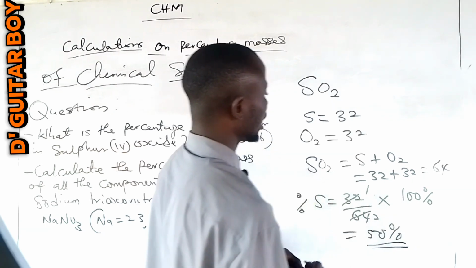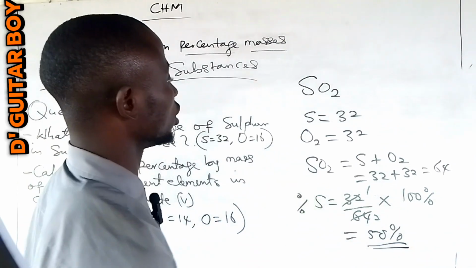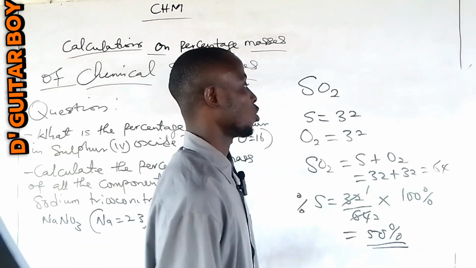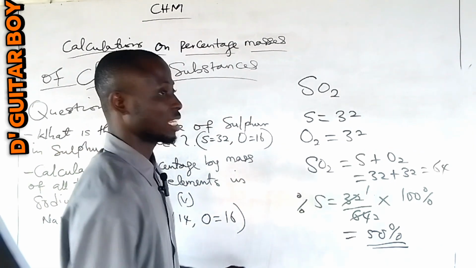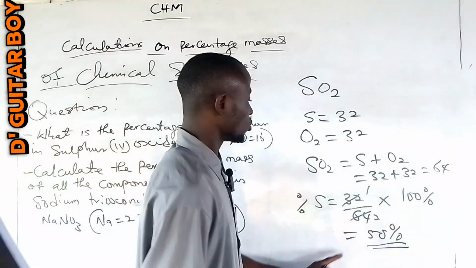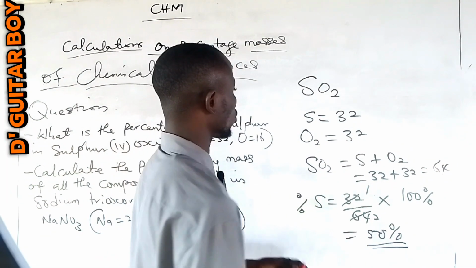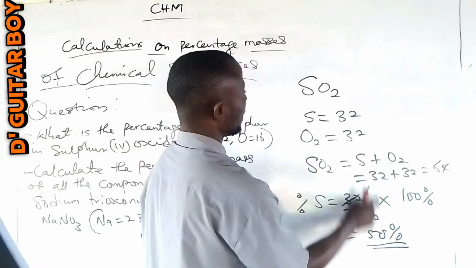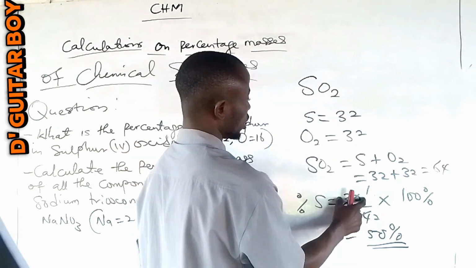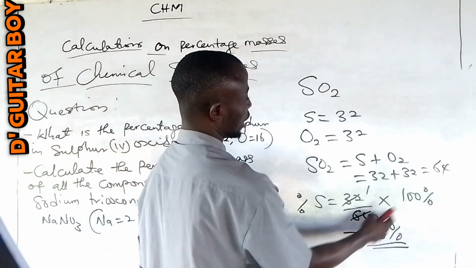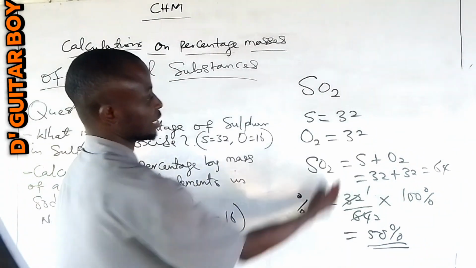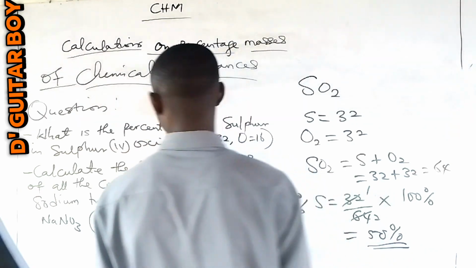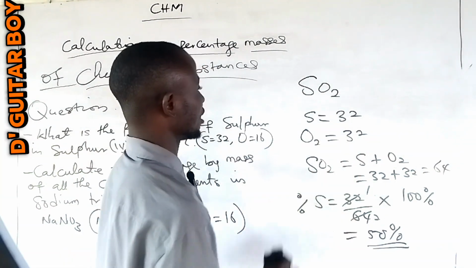So the percentage of oxygen here, the percentage of sulfur here, is what? 50%. As simple as that. If they had asked you to calculate the percentage of oxygen, you just carry the mass of oxygen here over the total mass, and put it here. It will still give you 50%, because they are the same numbers. So this is the answer to this number 1 question as we move to the next question.